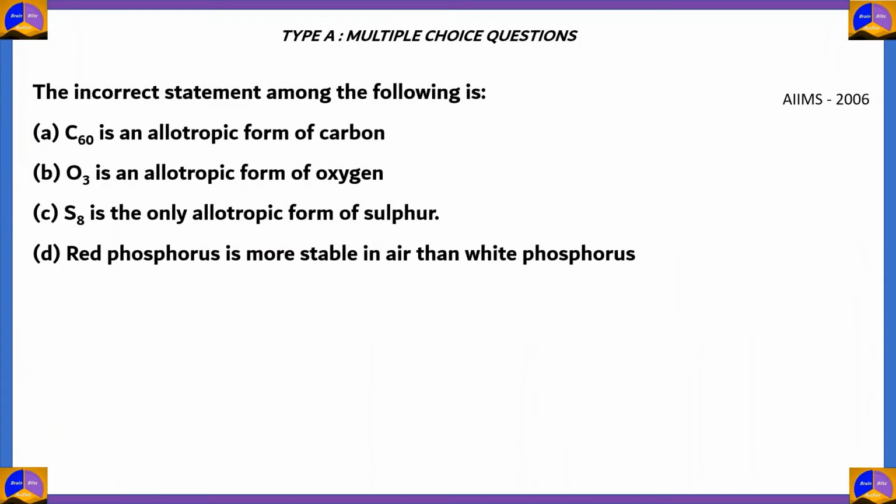Next question. The incorrect statement among the following is, and we need to find out which of these is incorrect. Option A states that C60 is an allotropic form of carbon. The statement is true. The name for C60 is Buckminster fullerene. It was one of the first fullerenes to be discovered, and Buckminster fullerene is also called a buckyball. It's a special type of carbon allotrope. So option A is true, which makes it incorrect.